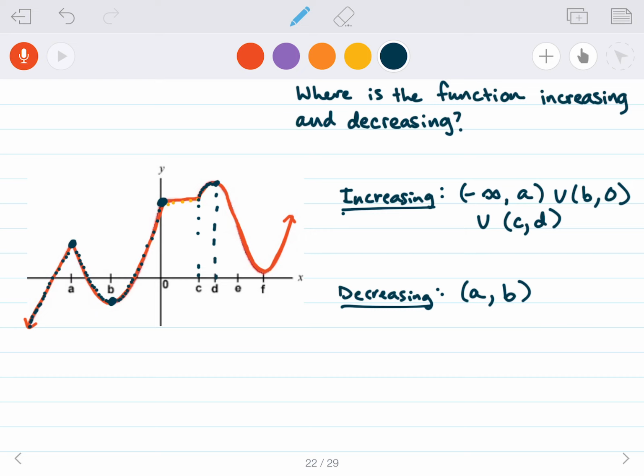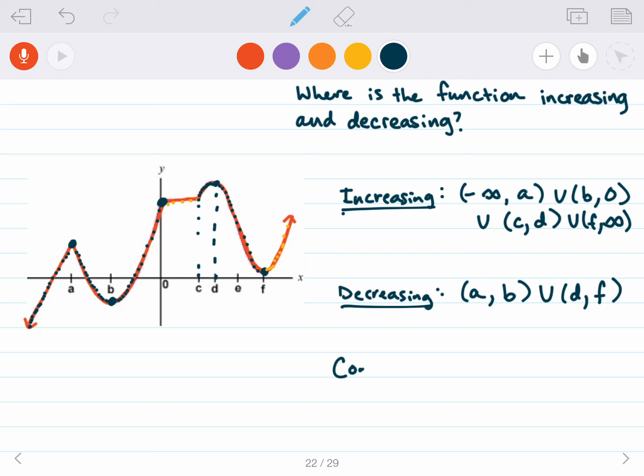Then it starts to dip off again from d. And it starts to dip all the way to f. So we're going to union this decrease with d, x equals d to x equals f. All right, and then it starts to increase from f to positive infinity. So the last union we have, we're going from f to positive infinity.